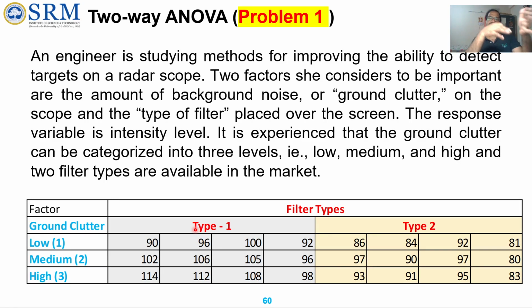The first one, ground clutter, is a categorical variable with three levels: low level, medium level, and high level. And for filters they use two types, type 1 and type 2. They performed the experiment, and based on the experiment they gave values, which are tabulated here.